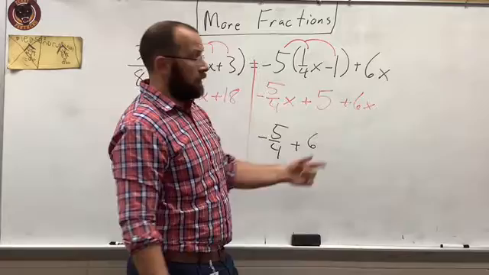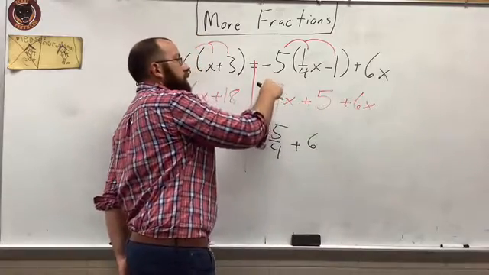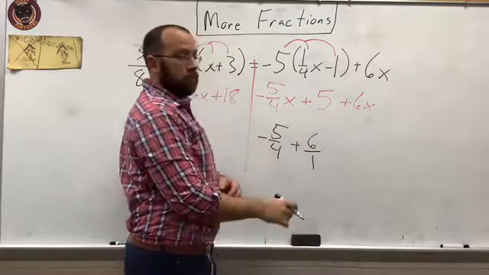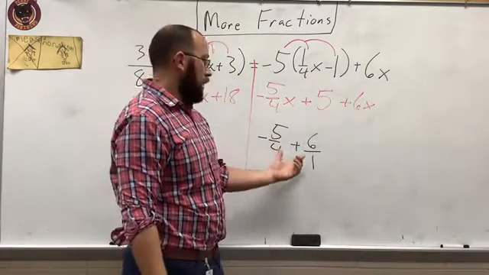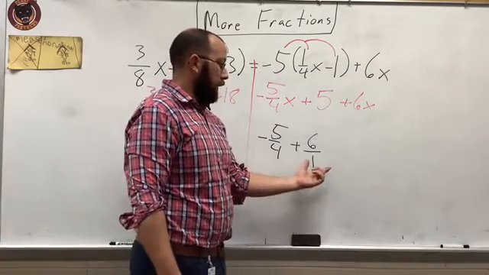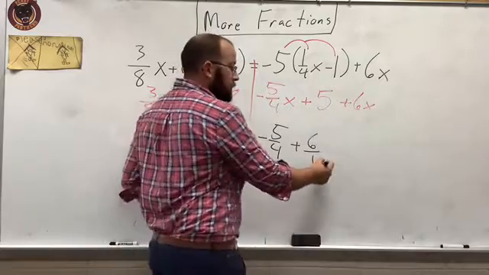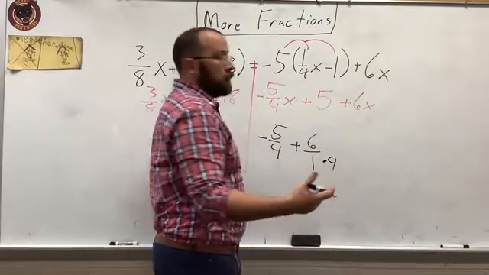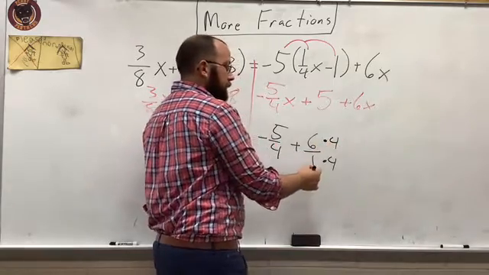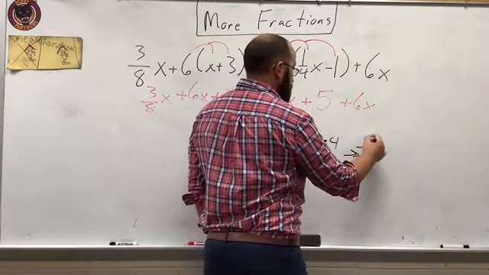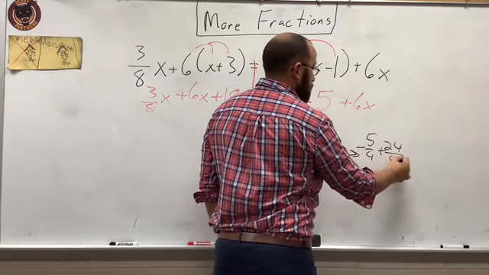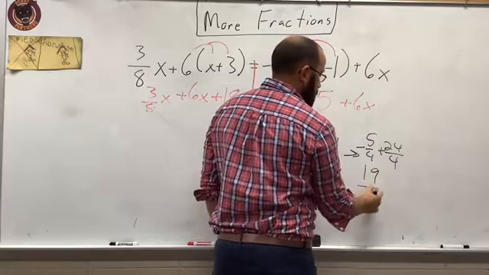You can't yet. But what I just told you up here is any whole number like this is actually over 1. But now to add or subtract fractions, you have to have the same denominator. So you have 4 here and you have a 1 here. So how do I make a 1 a 4? I multiply by 4. And just like with equations, whatever you do to one side, you have to do to the other side. Whatever you do to the bottom, you have to do to the top. So then this gives us negative 5/4 plus 24/4, which then gives us 19/4.